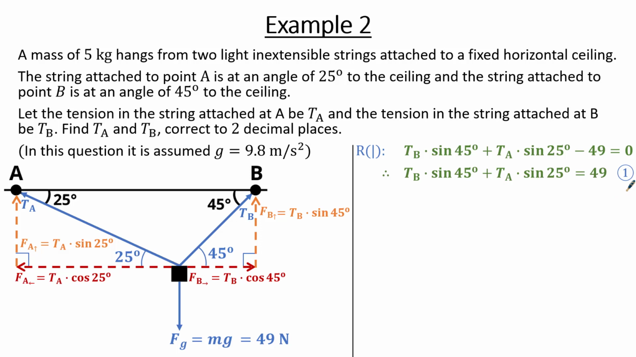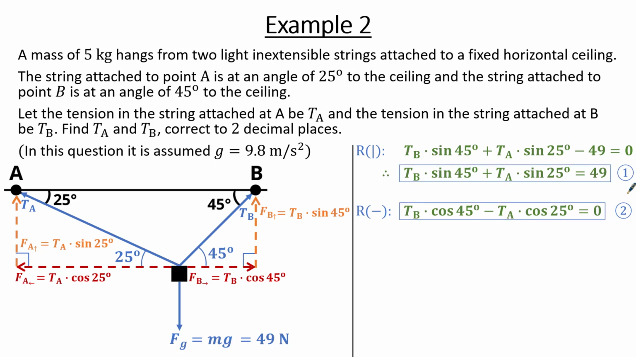Next we will resolve in the horizontal direction, and here we have a force going to the right, that's TB multiplied by cos 45 degrees, and we have this force going to the left, TA multiplied by cos 25 degrees. Taking the right direction to be positive, we have that TB multiplied by cos 45 degrees minus TA multiplied by cos 25 degrees equals 0. And this we call equation 2.